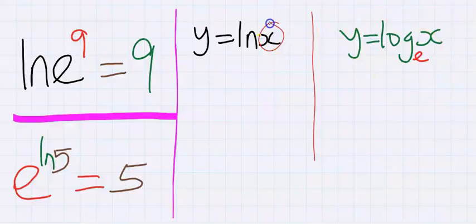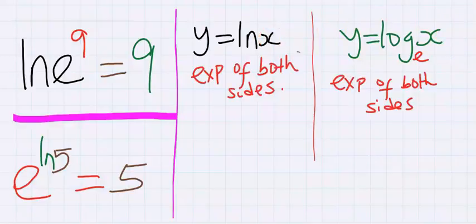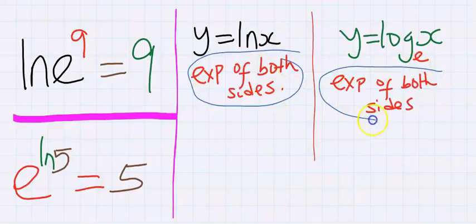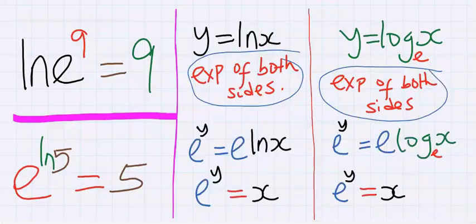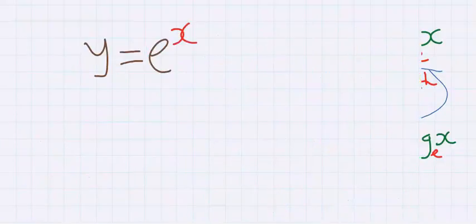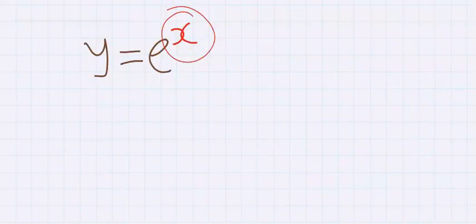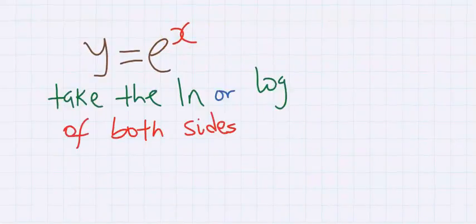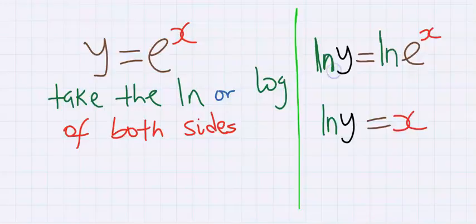If I want to isolate x, then I will take the exponential of both sides. Taking the exponential of both sides will free up x. Hence, x is now isolated on one side. Likewise, if I want to isolate this x, then I will need to take the ln or the log of both sides. Hence, after taking the ln of both sides, x is now isolated and made the subject.